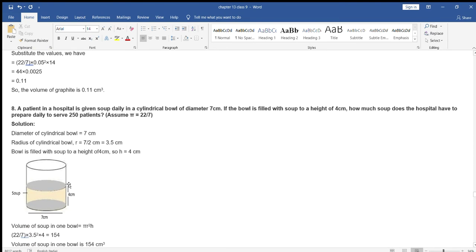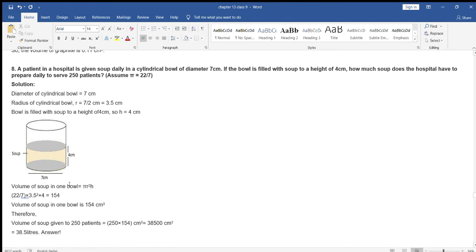So now the last question of our exercise. A patient in a hospital is given soup daily in a cylindrical bowl. कैसे bowl में उसे daily soup दिया जाता है? Cylindrical bowl. अब उस bowl का diameter कितना है? 7. Bowl को कितना fill किया है? 4 सेंटीमीटर. Bowl की height कितनी भी हो, fill कितना किया है? Only up to 4 centimetres. Now the question is here, how much soup does the hospital have to prepare daily if there are 250 patients?